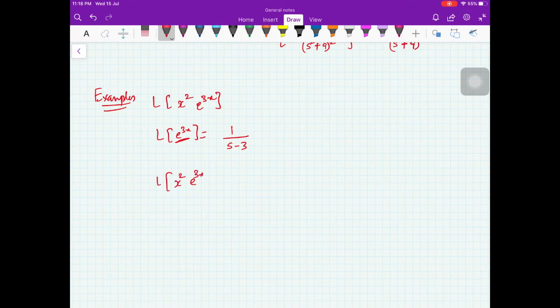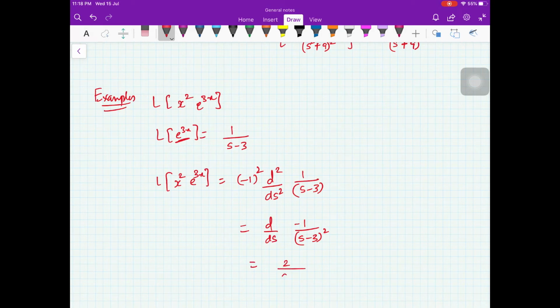So L of x square e raised to power 3x is going to be (minus 1) square d2 by ds2 of 1 upon s minus 3. You differentiate it once, you will get minus 1 upon s minus 3 square, d by ds. Now differentiate once more, you will get 2 upon s minus 3 cube. So this is your answer.